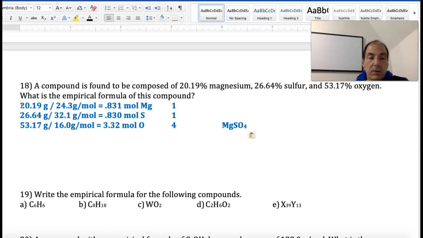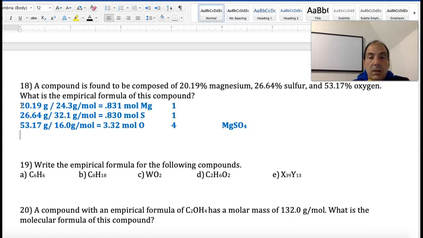But there it is. So you notice I took the percents and assumed 100 grams, so 20.19% would be 20.19 grams, 26.64 grams, 53.17 grams, divided by the molar mass. Magnesium's is 24.3, sulfur's is around 32.1, oxygen's is about 16.0. That gives me my moles. So I had 0.831 moles of magnesium, 0.830 moles of sulfur, 3.32 moles of oxygen.